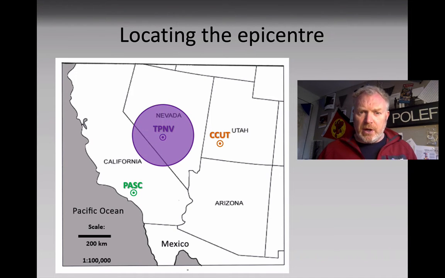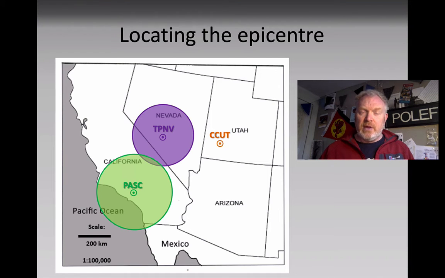So from Tonopah, we've got a circle that's 205 kilometres in radius. From Pasadena, we've got a circle that's 315 kilometres. And we can now see that there's an area here where those two circles overlap. But because there's an area there, and perhaps two places where those circles actually cross each other, it's not pinning it down quite accurately enough. For that, we need a third circle.